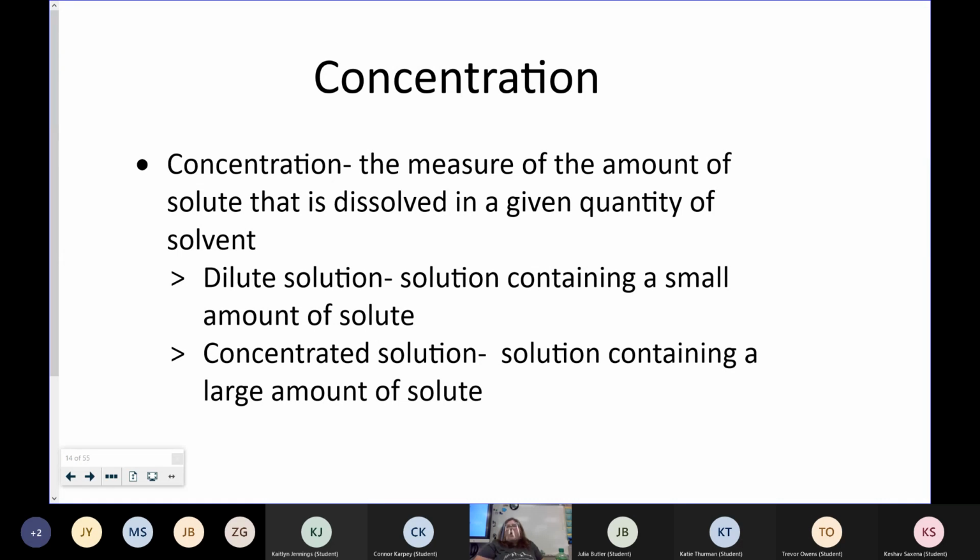Solutions can be deemed either dilute or concentrated. Dilute solutions are solutions that have a small amount of solute. These don't have a lot dissolved in them, so they're going to be very weak overall. Whereas concentrated solutions are solutions containing a large amount of solute.